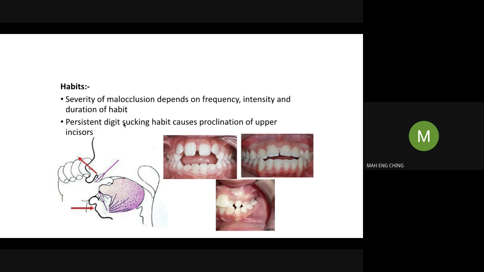A persistent digit sucking habit causes proclination of the upper incisor, as summarized in this picture. When you put the digit behind the upper teeth, it always pushes the upper teeth forward, which causes proclination of the upper incisors. If it's severe, it will cause an anterior open bite. It depends on whether they put it on the left side, right side, or in the middle. If they put it on the left side, it causes a lateral open bite. If in the middle, it causes an anterior open bite.